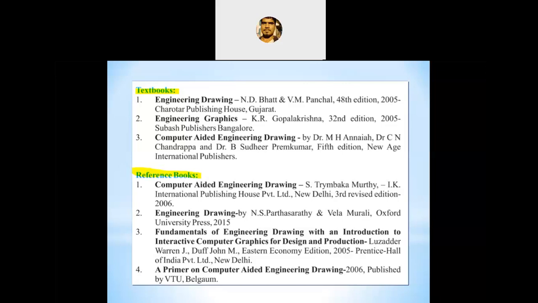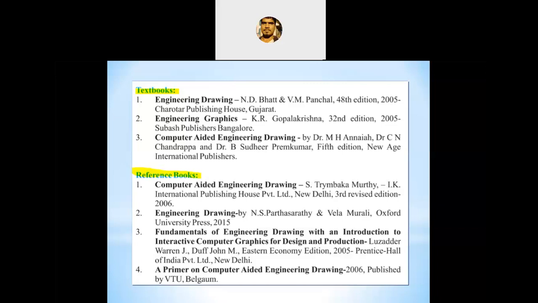That is Computer Aided Engineering Drawing by Trayambaka Murthy. It's one beautiful book, Trayambaka Murthy. And another book is Engineering Graphics by Prashant Shastri, Oxford University. And Fundamentals of Engineering Drawing, with an Introduction to Interactive Computer Graphics. So these are the reference books.